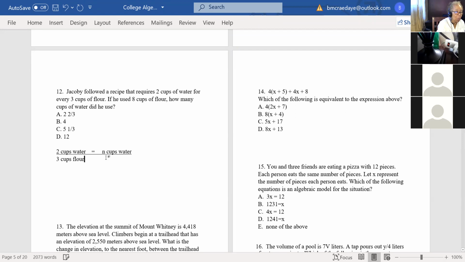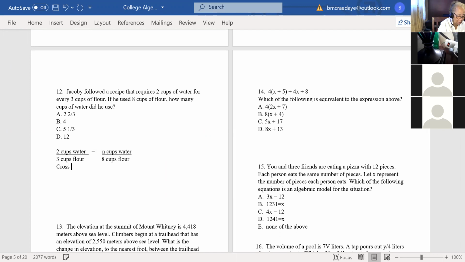And this would be over what? 8 cups of flour. Okay, this is 8 cups flour. So we don't need that underline there. What do we do next, Audrey? Now we've got our proportions: water over flour equals water over flour. Now we could have had water over water and flour over flour. Cross multiply. That's it. Very good.